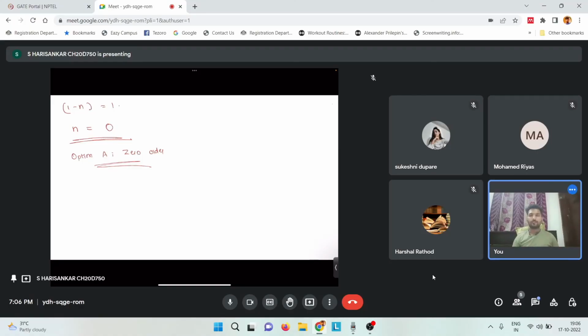The concept is pretty much the same. Just write the equations for half time and lifetime. Just divide these two equations and you will get only one variable to solve, that is n. And when you solve for n, you will get n is equal to 0. So that is the concept here basically.